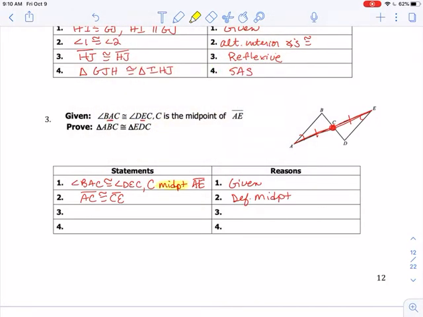So remember, a midpoint is, I call it a keyword. A midpoint is something in the given that will allow you to make another statement, in this case, that the two sides are congruent, because a midpoint divides a segment into two congruent segments. So AC is congruent to CE, definition of midpoint. And that's all my given.